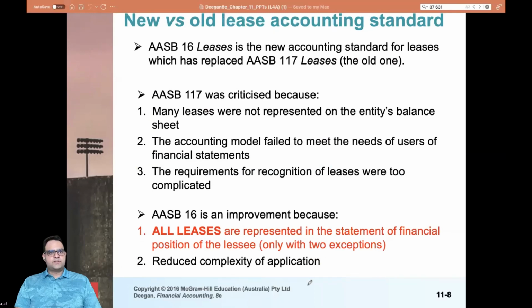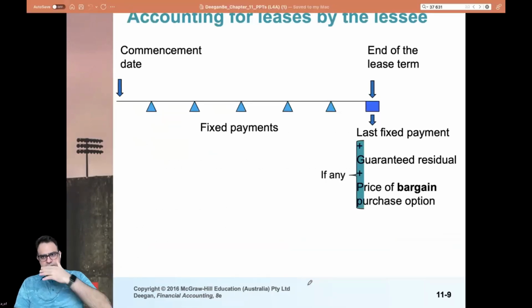There's a little more discussion about the difference between the new accounting standard and the old accounting standard. You can read this slide. I'd like to move further because we will practically do the difference between these two in the upcoming slides. This slide requires some consideration.